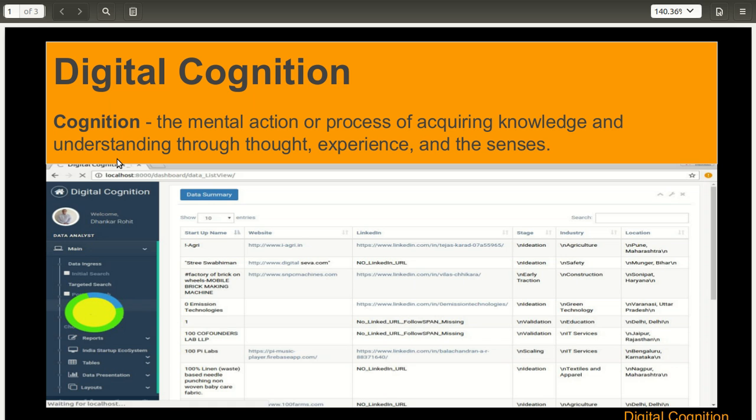So, what exactly is digital cognition? And what is the requirement for such a platform or such a portal to come up with this? Let me briefly try and explain that.